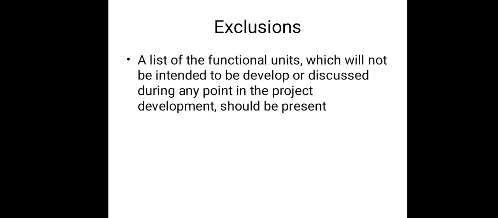In the next section, we have to mention exclusions. It is a list of functional units which are not intended to be developed or discussed at any point of the project development. Time constraints, lack of resources for the fulfillment of a required task, or any sort of constraint preventing the completion of the functional unit could be described here.